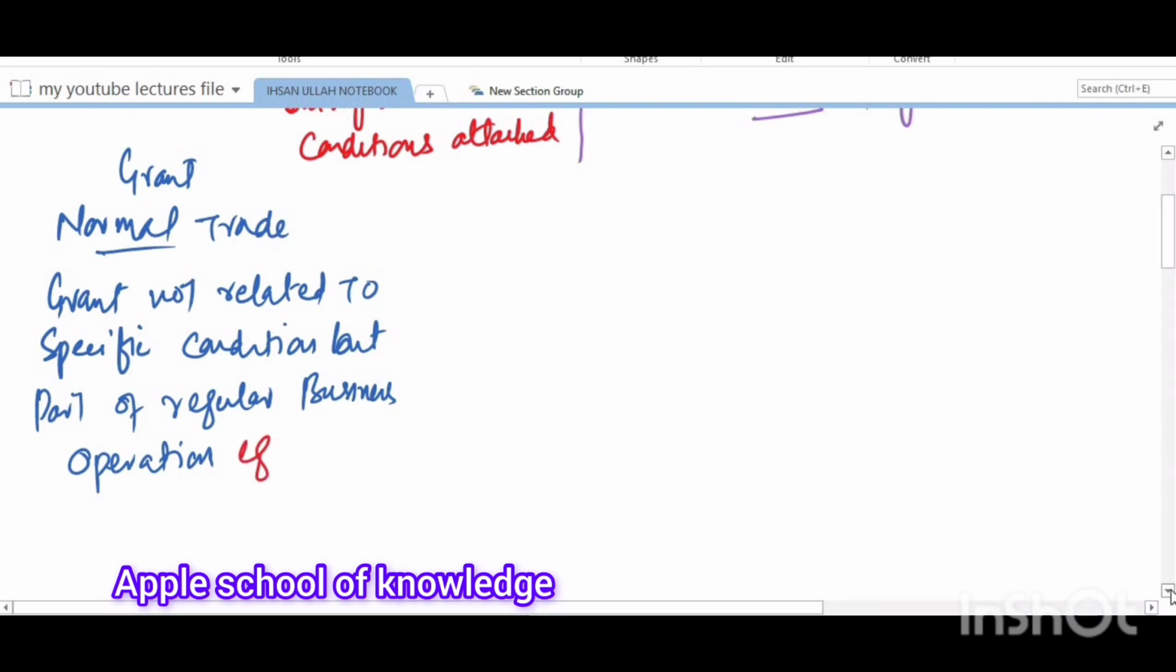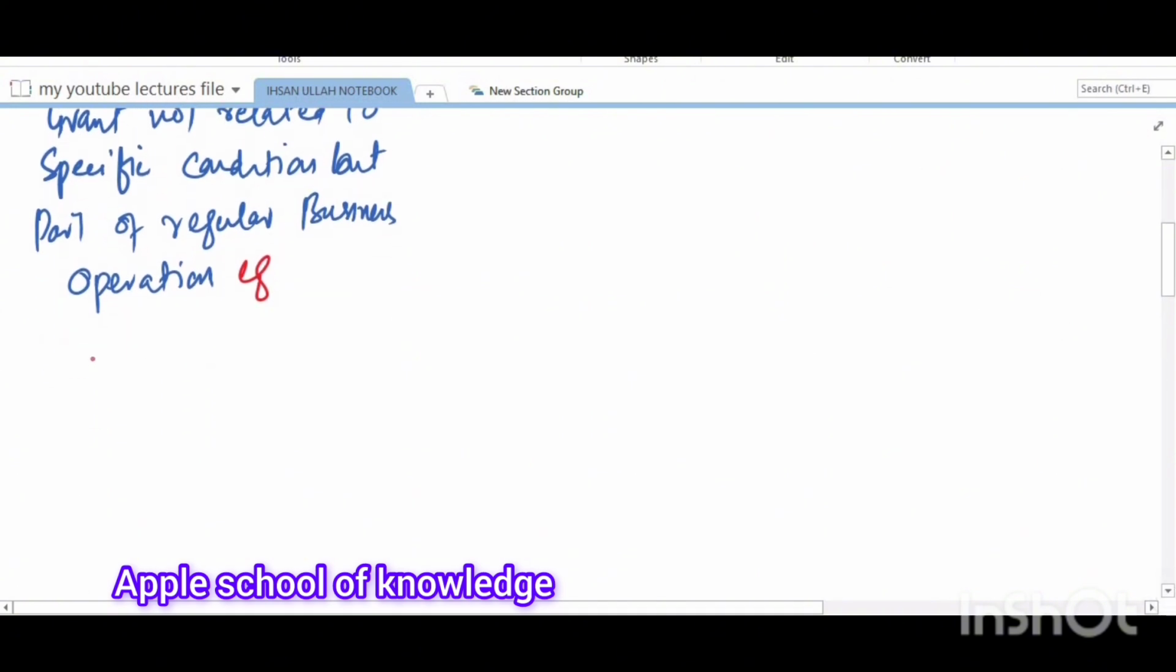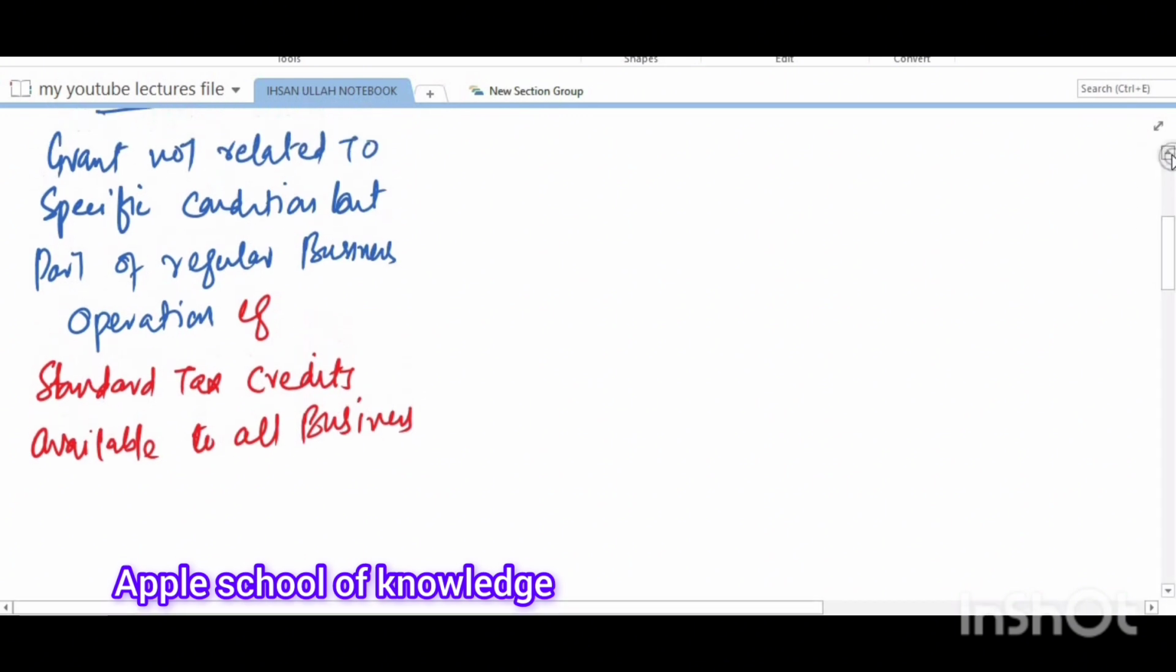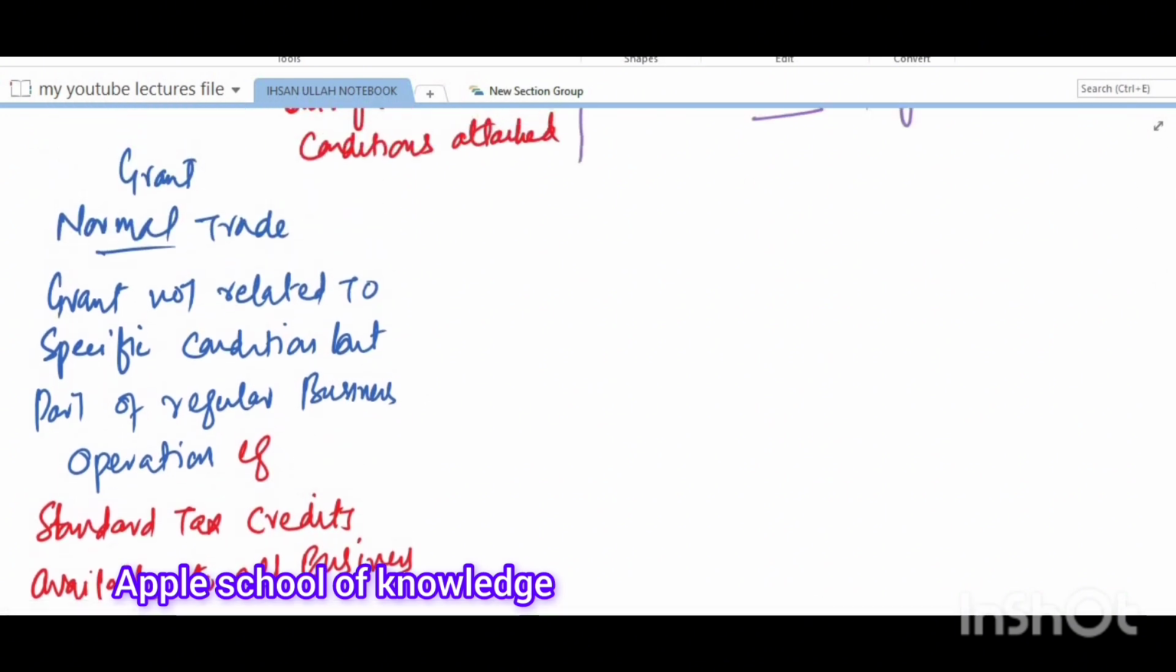For example, standard tax credits, and that standard tax credit is available to all businesses. So this sort of grant will be excluded from the government grant definition. Clear?